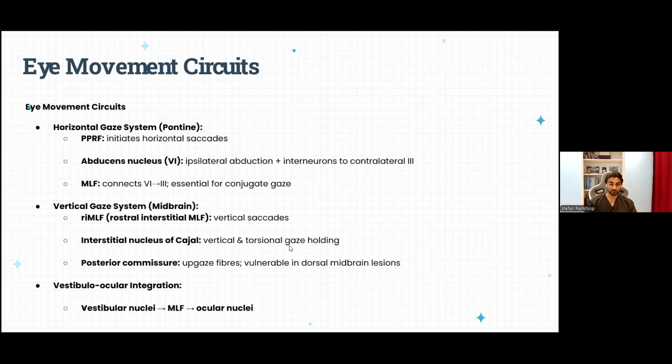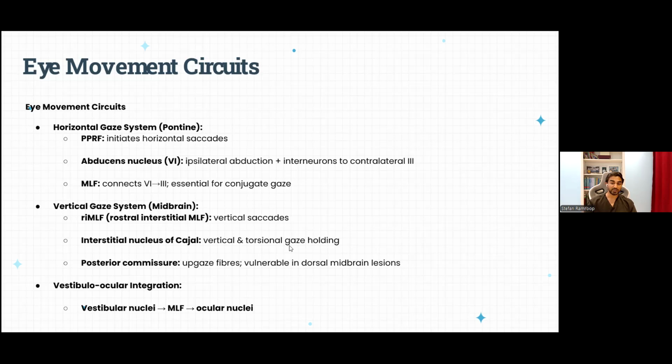The vertical gaze pathways, in contrast, are located in the midbrain. So the riMLF, or the rostral interstitial medial longitudinal fasciculus, generates vertical saccades, while the interstitial nucleus of Cajal serves as the neural integrator, stabilizing vertical and torsional eye position. Fibers responsible for upgaze cross at the posterior commissure, which is why dorsal midbrain lesions, particularly from pineal masses or hydrocephalus, classically produce an upward gaze palsy.